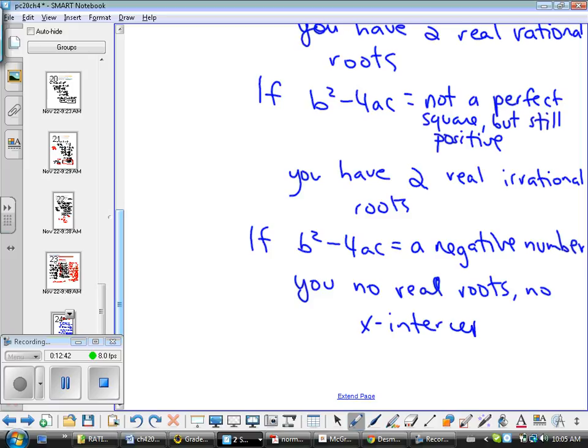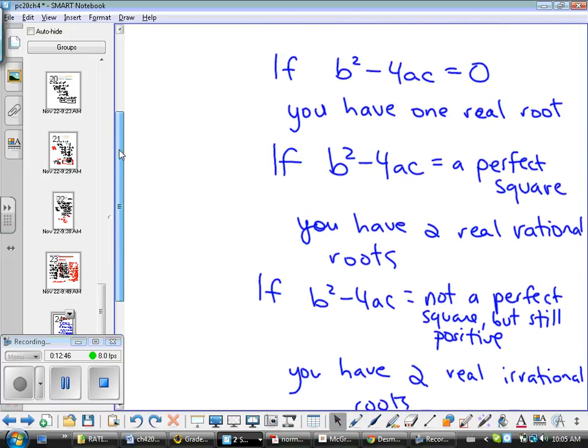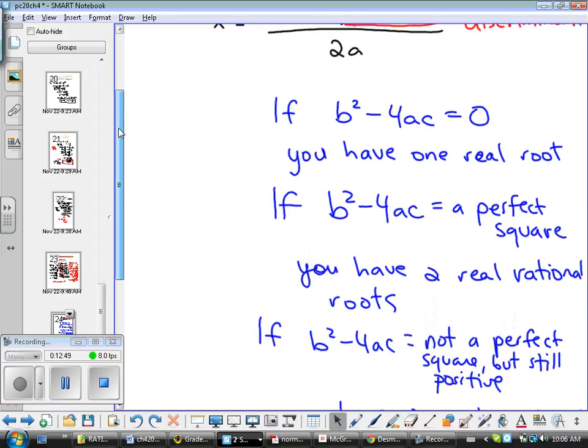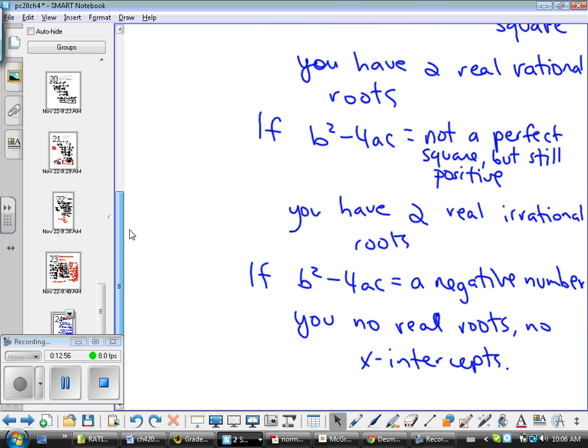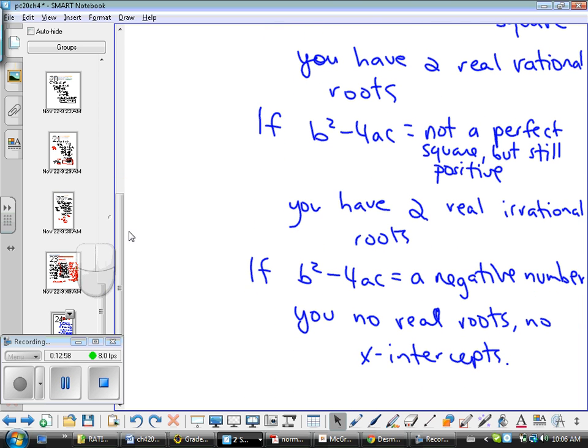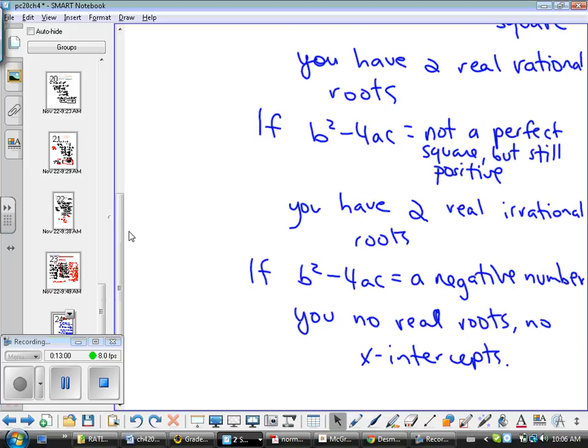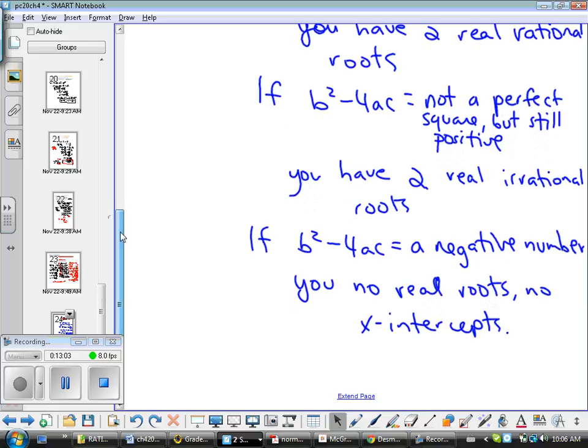Another nice way to tell how many solutions you're going to have and what they're going to be like. If b squared minus 4ac equals 0, you have one real root. That just means it's going to touch the x-axis. If it's a perfect square, you're going to have two real rational roots, so it's going to cross the x-axis at a nice rational number. It might still be a fraction. If you have not a perfect square but still a positive number, you'll have two real irrational roots, meaning there's going to be a square root involved. And if it's a negative number, you won't have any real roots.